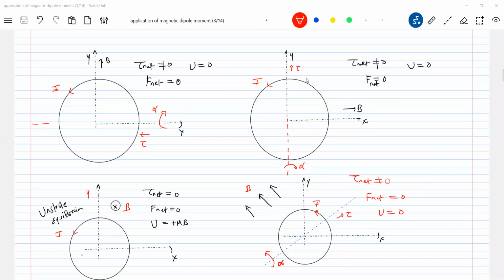Torque direction, torque is M bar cross B bar. The torque direction, tau direction, will be like this arrow. Curl fingers in the direction of that arrow, the sense of rotation. The thumb will point in this direction. So for any conceptual question, they may test you on torque.